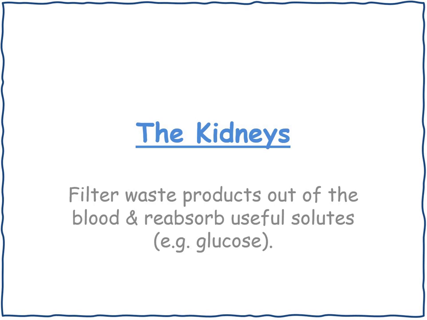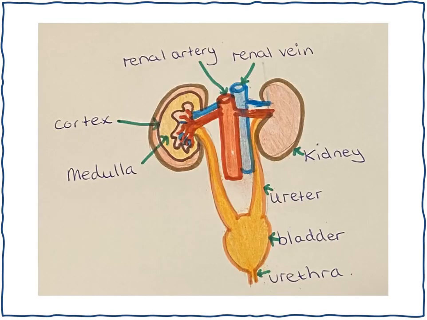The kidneys. The kidneys filter waste products out of the blood and reabsorb useful solutes like glucose. Here is a diagram of the kidneys. The artery that supplies the kidneys with oxygenated blood is called the renal artery, and the vein which takes deoxygenated blood away from the kidneys is called the renal vein.